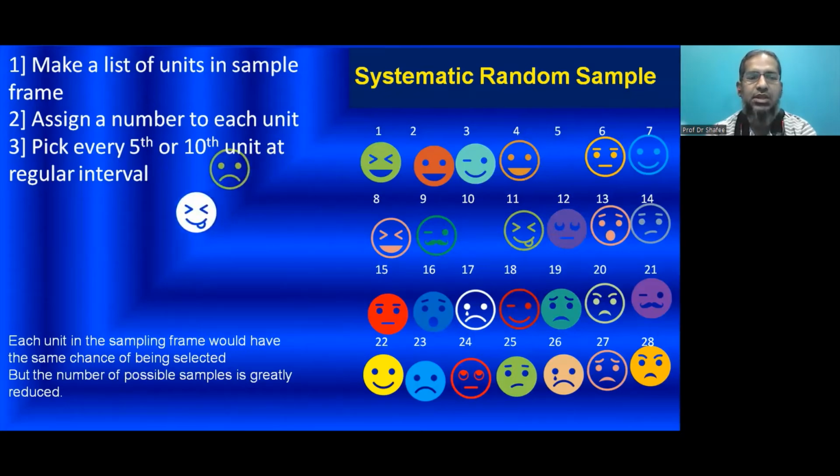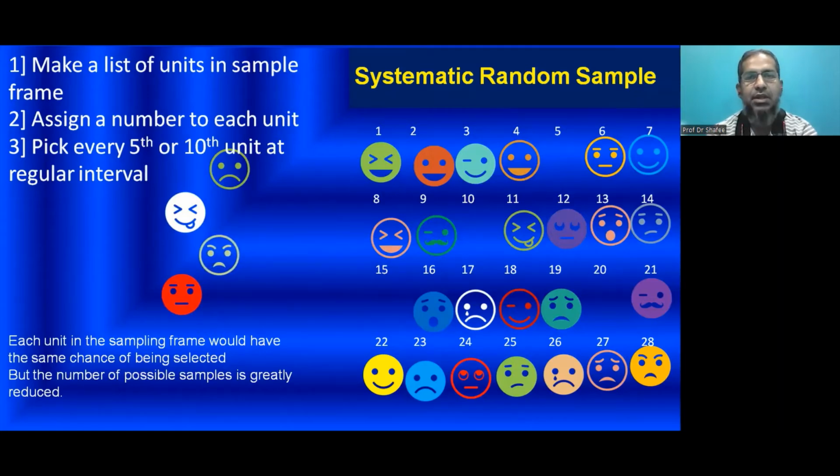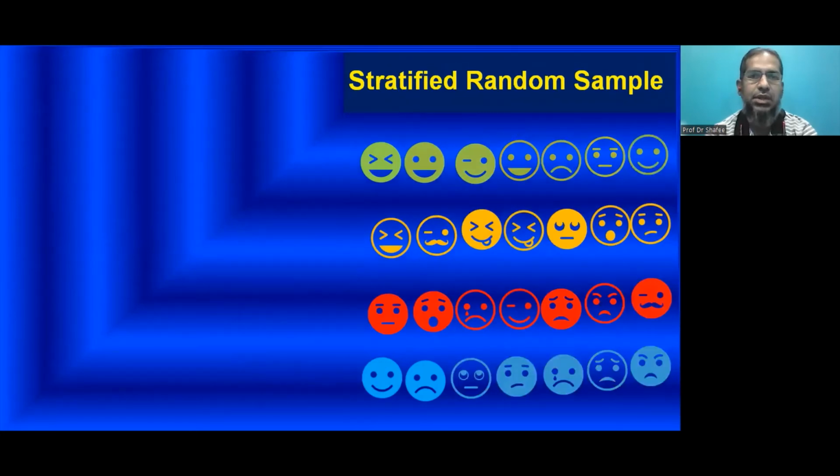Each unit in the sampling frame has the same chance of being selected, but the number of possible samples is greatly reduced. So here the number of samples will be reduced, whereas in simple random sampling, the number of samples will be huge.